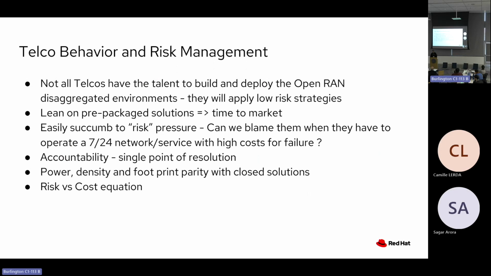Now, there's something about infrastructure management and closed loop. Let me not talk more about that. But telco behavior is really about lowering the risks. How can they lower the risks given the constraints that they have in terms of talent, CapEx, money, and capability? And that's really what they do. So that's why they lean on prepackaged solutions everywhere in terms of time to market. And they do succumb to risk pressure. Can we blame them if they don't have the talent? The answer is no. So I think they're looking for accountability, a single point of resolution, single neck to choke, right? That's what the telcos are looking for.